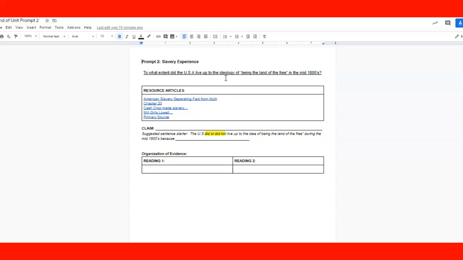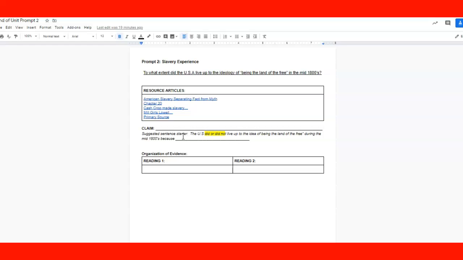Likewise, like before, we have listed the resource articles for you here. You have 5 again, and you may choose 2 from these 5 to serve as your evidence. You have to write your claim. So again, there is a sentence starter for you.